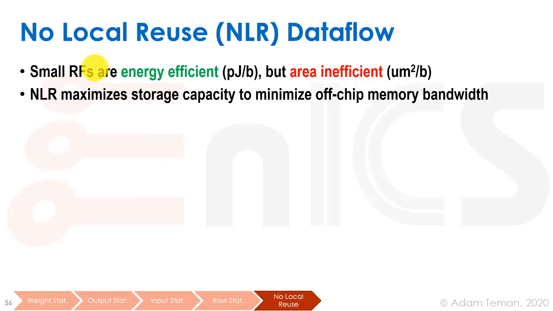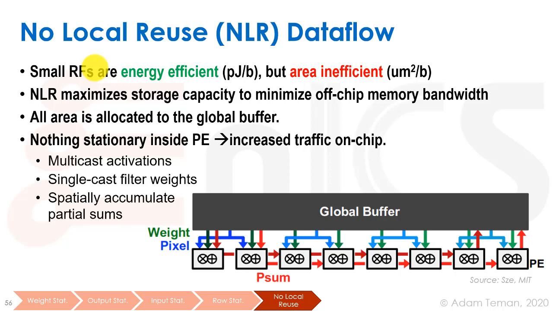So instead we can do no local reuse, not use any of this local storage inside the processing element. Then we can maximize the storage capacity, and this can minimize the off-chip memory bandwidth. We much less often have to go to the very expensive DRAM instead. So all area is allocated to the global buffer, and nothing is stationary inside the PE. So we have much more traffic on chip, and we saw that traffic on chip is expensive, but it's several orders of magnitude less expensive than going off chip. We have to multicast the activations, single cast the filter weights, and spatially accumulate partial sums. So the data movement on chip here is really expensive, but at least we don't have to go off chip because we have more memory density on the chip.